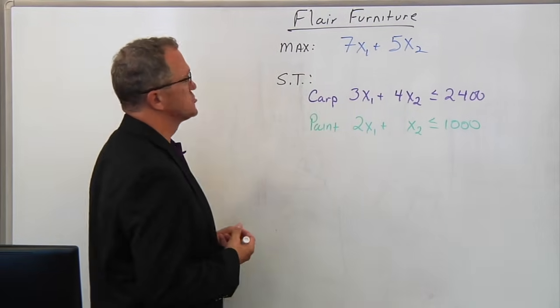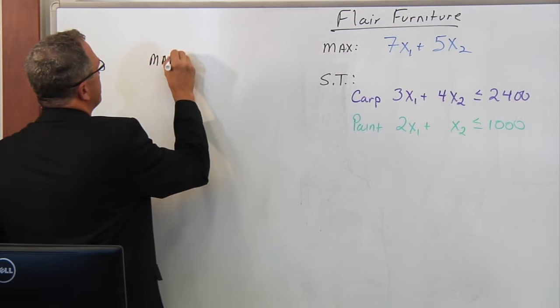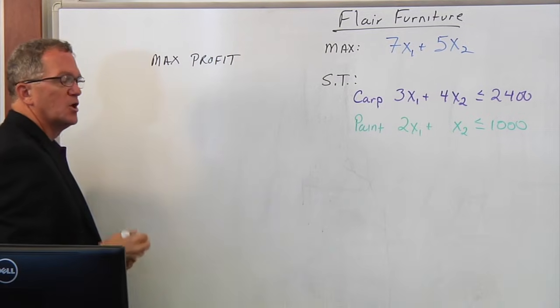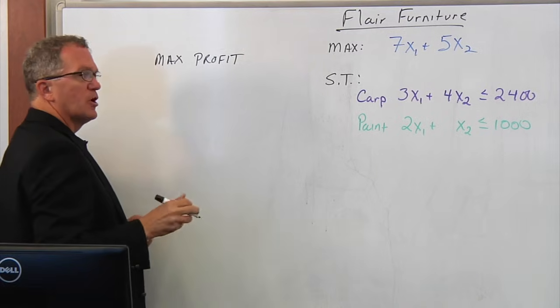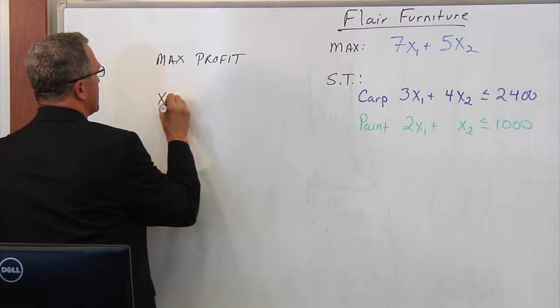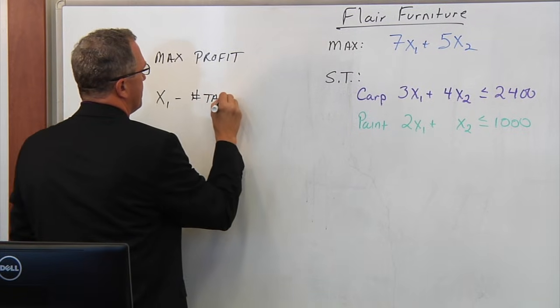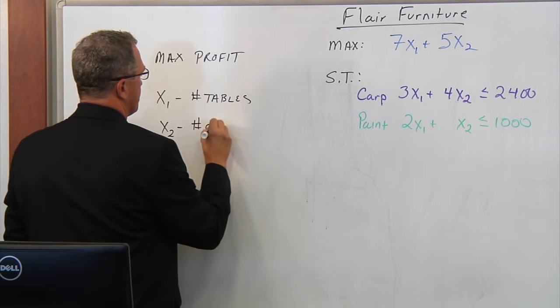So we had Flair Furniture here. We found out we were trying to maximize profit. All right. We also know what our decision variables are. x1 is the number of tables that we make. x2 is the number of chairs that we make.